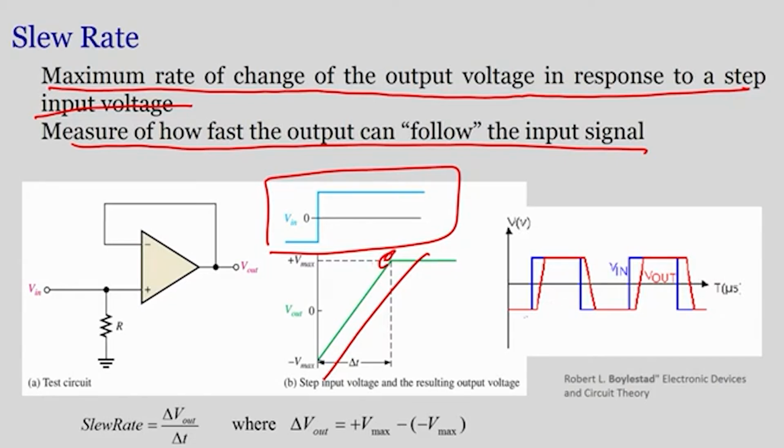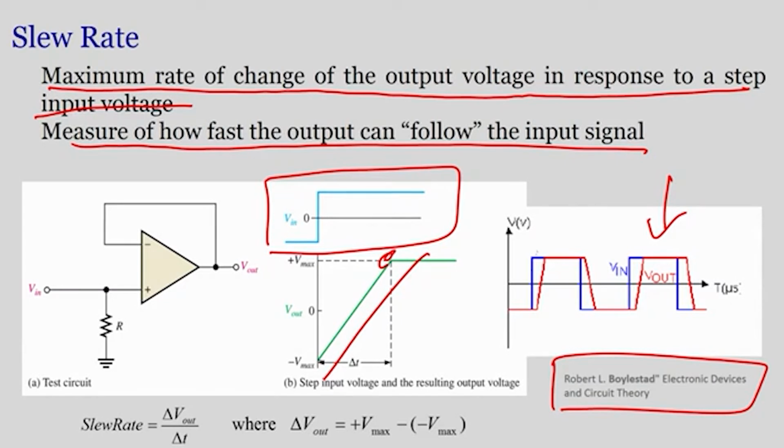If you see in this particular graph, the x axis is time in microseconds and the y axis is voltage. I have taken this graph from Robert Boylestad, Electronic Devices and Circuit Theory, just to help you understand what this means. You can refer to this book and you will get in detail what exactly slew rate means. But let us understand from this lecture what this graph means.